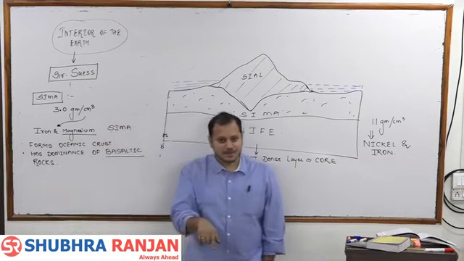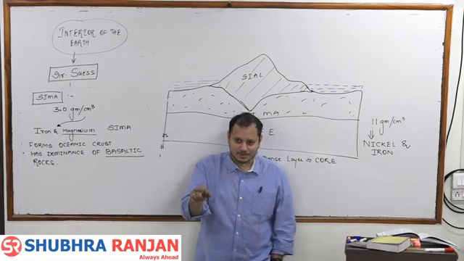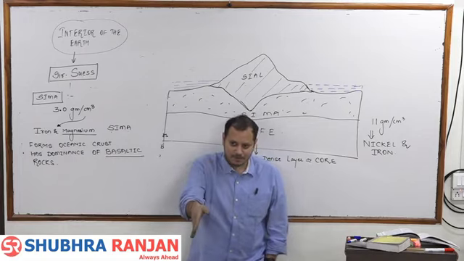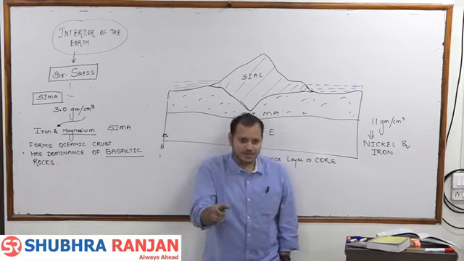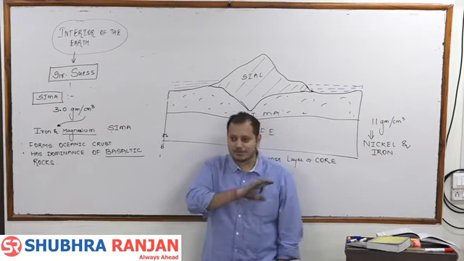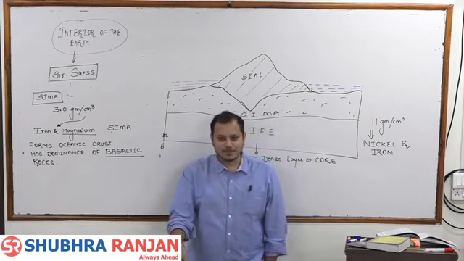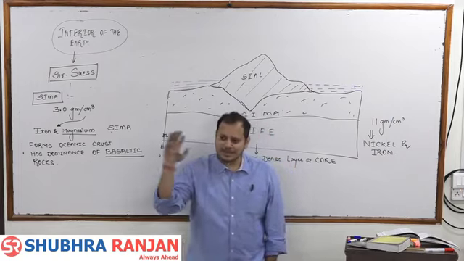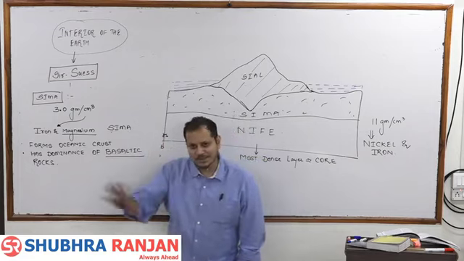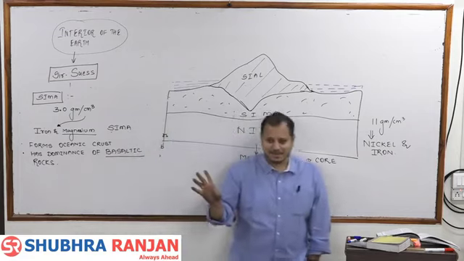What is the radius of the earth? 6000 kilometers. We have succeeded going only up to 4 kilometers. That is why geomorphology is tough, because we don't know what is below; the rest are all theories. Maybe these theories are wrong, maybe these theories are right. Fine.